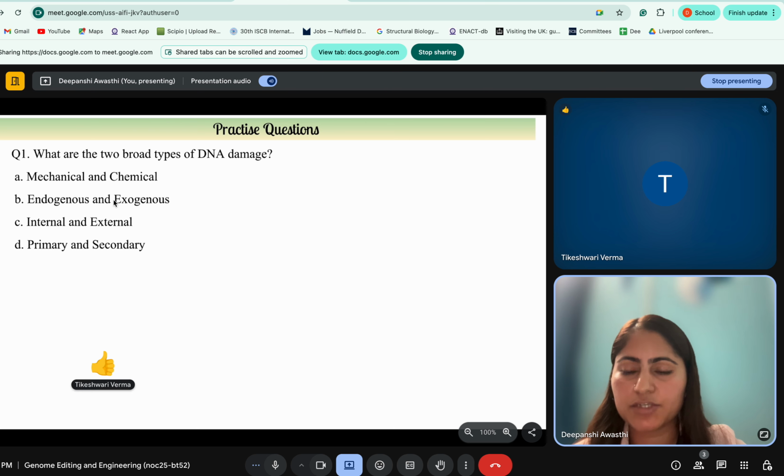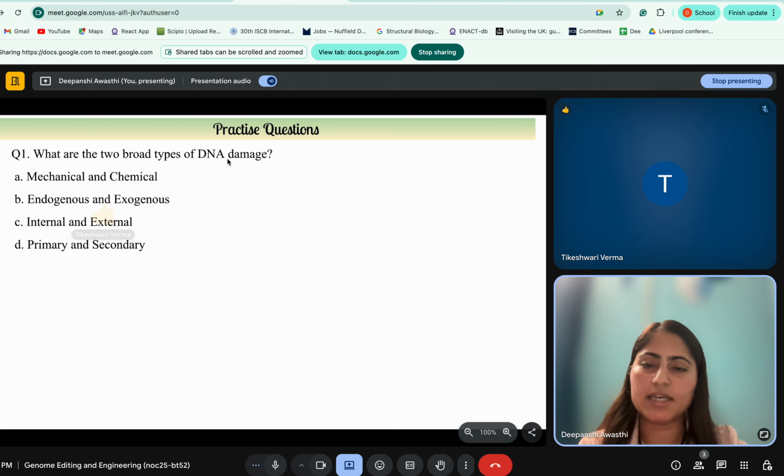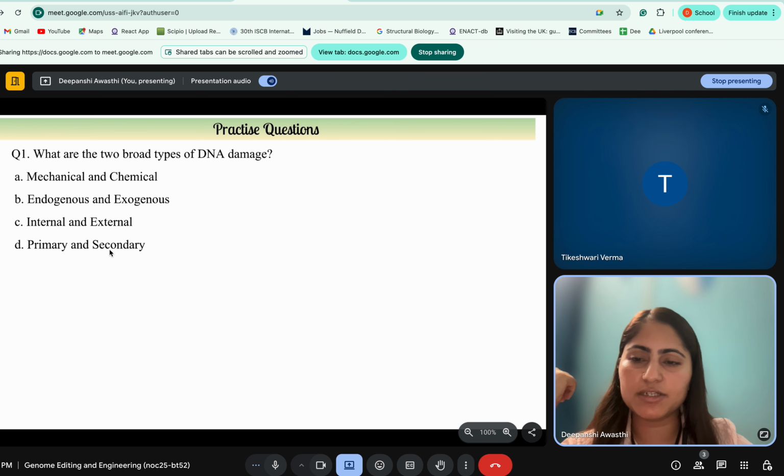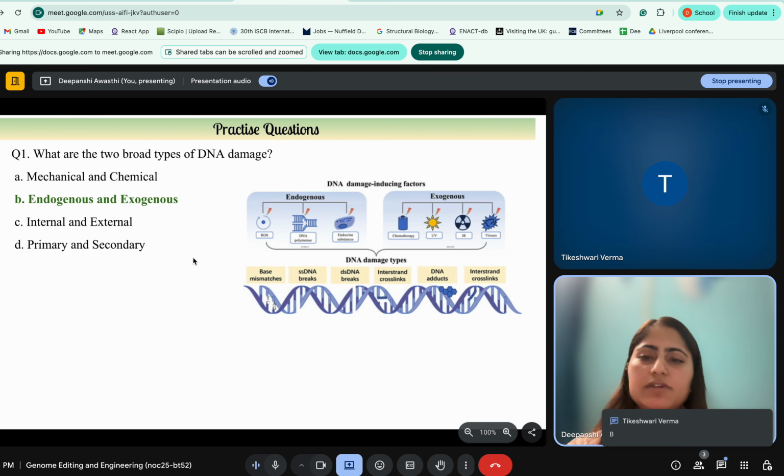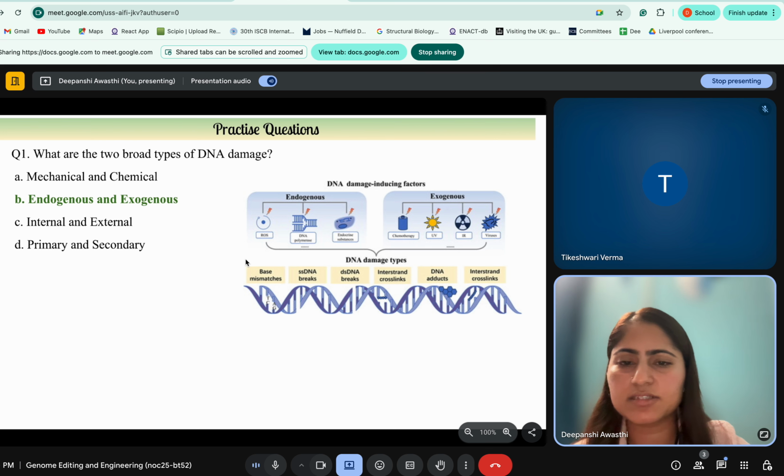Okay, so now the first question is, what are the two broad types of DNA damage? Option A, mechanical and chemical. Option B, endogenous and exogenous. Option C, internal and external. And option D is primary and secondary. Yeah, so this is quite straightforward. We have discussed that there are two types of DNA damage, endogenous and exogenous.